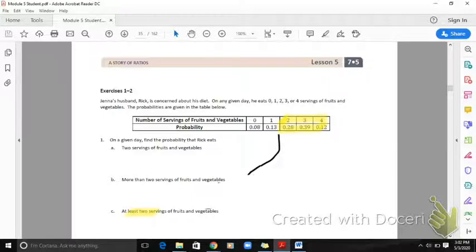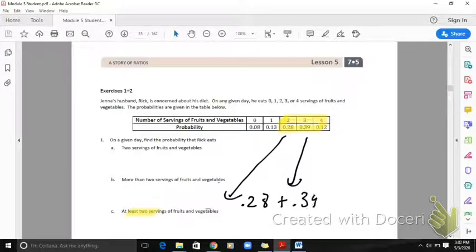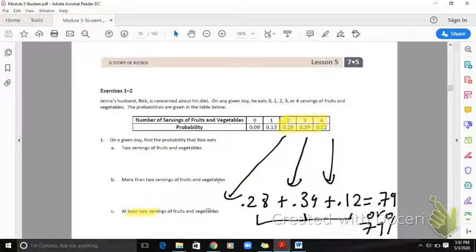So again, the probability he eats 2 is 0.28. The probability he eats 3 is 0.39. The probability that he eats 4 is 0.12. So you would need to add all these decimals up together to figure out the probability that he eats at least 2 servings. And when you add those, you get 0.79 or 79%. So that's the probability of him eating 2 or more, aka at least 2.